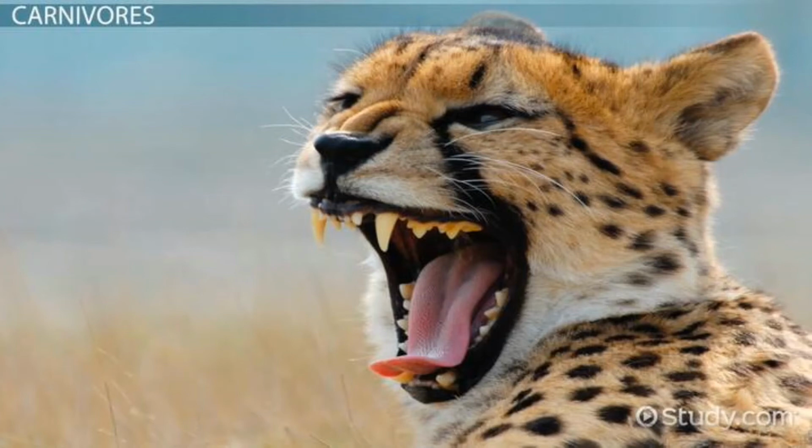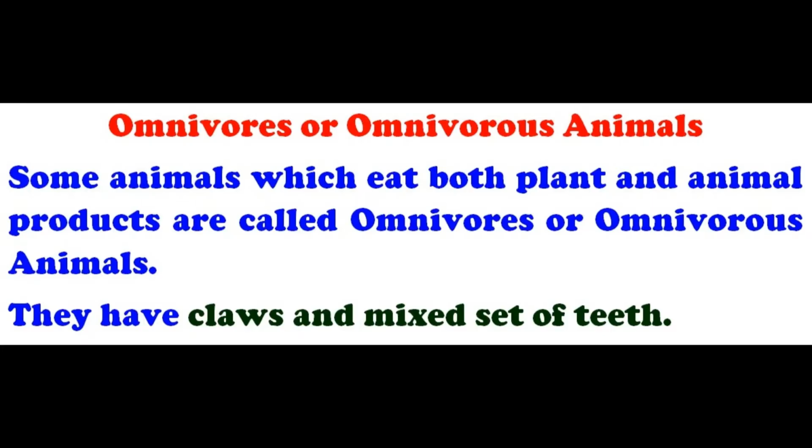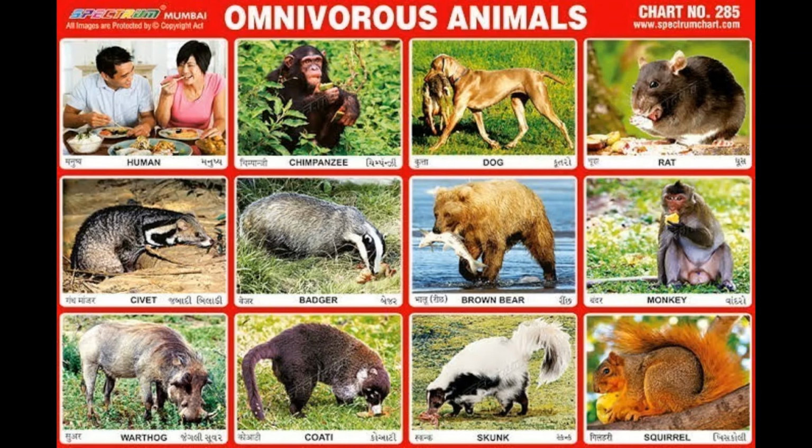Kites and vultures are also examples of flesh-eating birds. Third category is omnivores. We are omnivores, human beings. Some other animals are also there. The animals which eat both plant and animal products. They have a mixed set of teeth and sometimes claws also. Such animals are called omnivores or omnivorous animals.